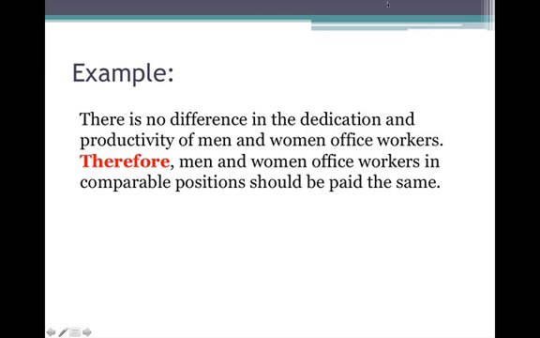Now, with this in mind, if we look at what's going on, therefore, men and women office workers in comparable positions should be paid, we can see that the claim, men and women office workers in comparable positions should be paid the same, is our conclusion. Then if we flip around and look at this claim, there is no difference in the dedication and productivity of men and women office workers, we see that it is being offered in support of the conclusion and is thus a premise. So, by starting with the simple presence of an indicator word, we were able to find the conclusion and the premise for the argument.